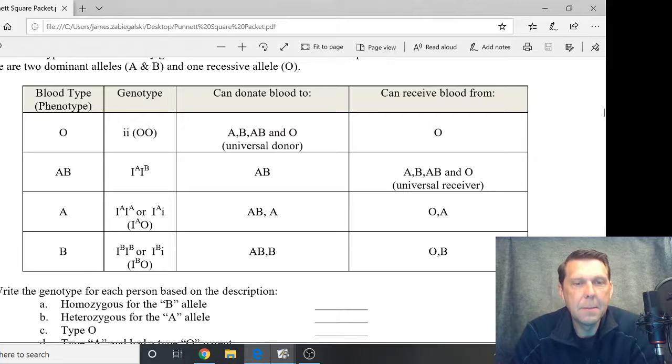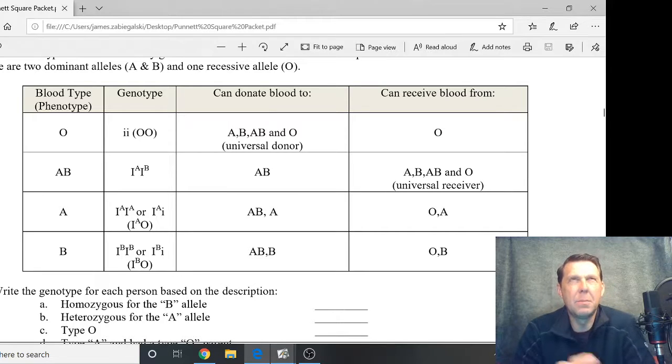If you're type A, you're I^A I^A or I^A i. Now, if you're homozygous, that means you got A from mom and A from dad. So that's homozygous for type A. If you are heterozygous for type A, that means you got A from mom or dad, and then O from another parent. You're AO. And the reason that's considered type A is because O has no antigens. The only antigens that are present are the A.